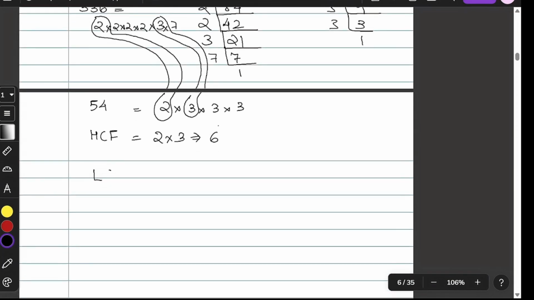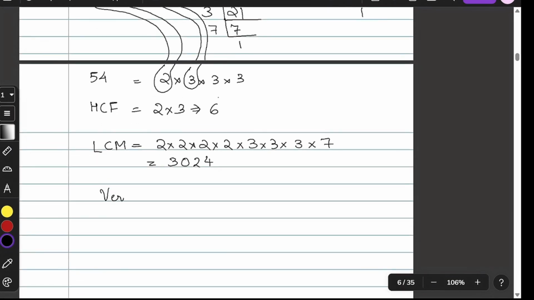And what about my LCM? LCM is equal to 2 into 2 into 2 into 2 into 3 into 3 into 3 into 7, which is equal to what? 3024. And now I have to do my verification.